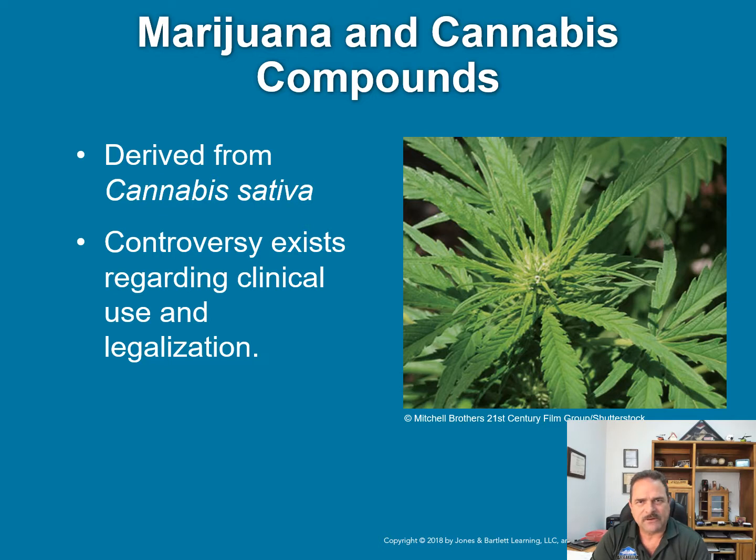All right, so marijuana and cannabis compounds are derived from harvested dried cannabis and the cannabis sativa plant. Resin from flower tops can be used to produce hashish. Much controversy exists regarding the clinical use of marijuana, and obviously its legalization across the United States.